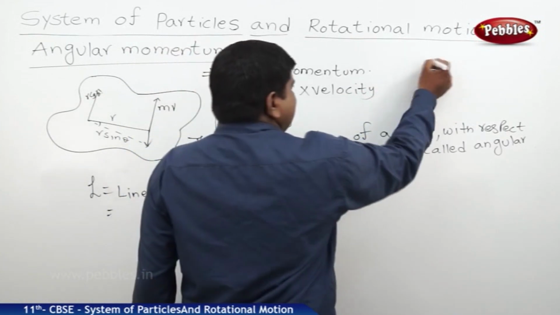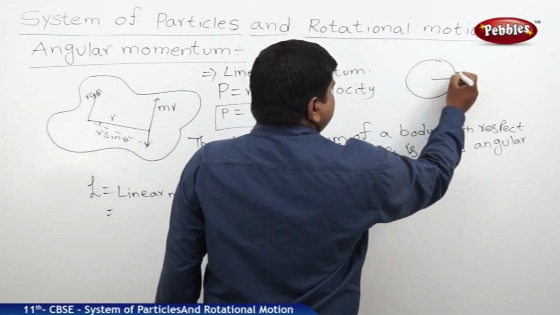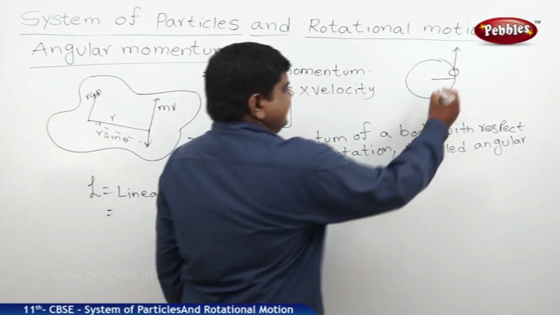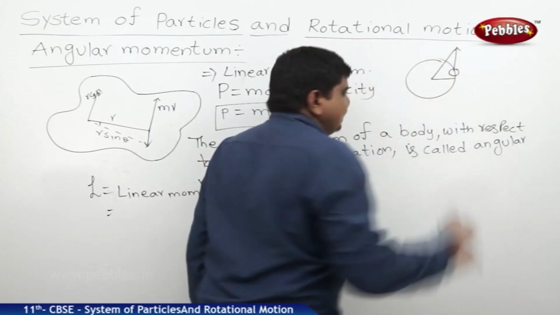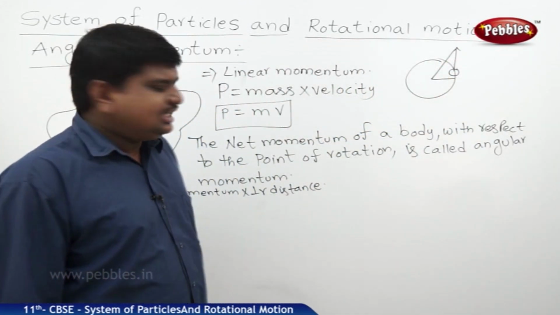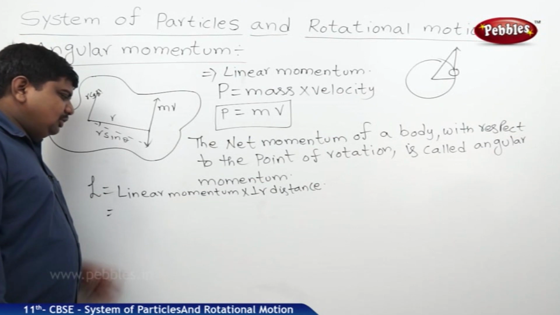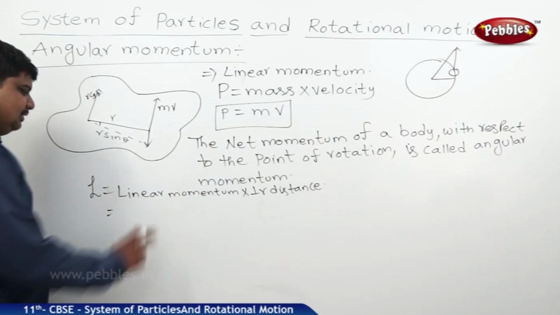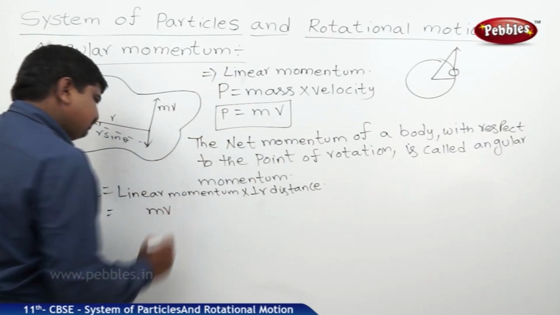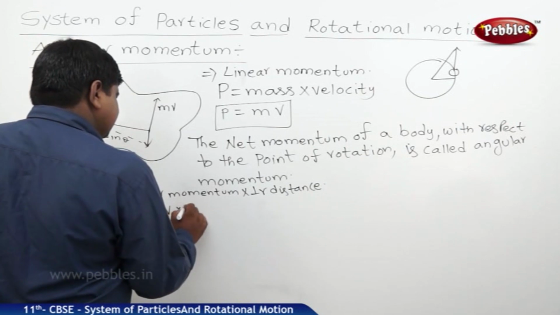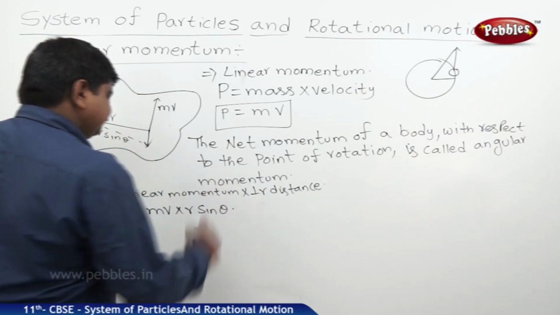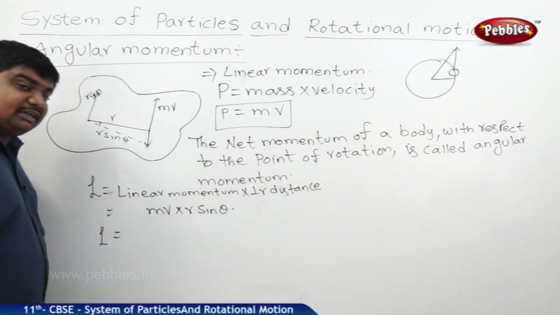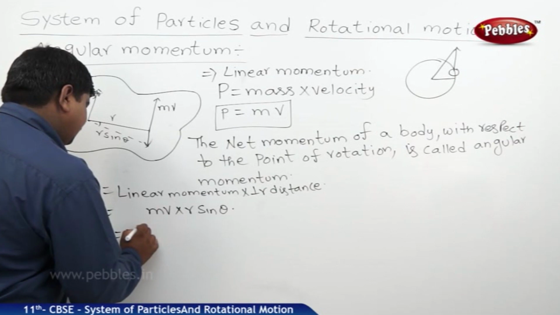So the body is in circular motion, the momentum is always tangential, and it is maintaining a perpendicular distance from the radius. This is called angular momentum. So linear momentum into perpendicular distance is called angular momentum. Linear momentum is mv and perpendicular distance is r sine theta. If you remove the sine theta, in vector form it is written as r bar cross p bar.